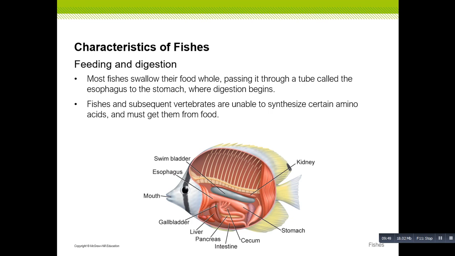Now, you and I can't synthesize certain amino acids. We have to eat food. We have to eat types of proteins in order to get those amino acids. And fish have the same problem. So fish are unable to synthesize certain amino acids, so they're going to need to get them from their food.